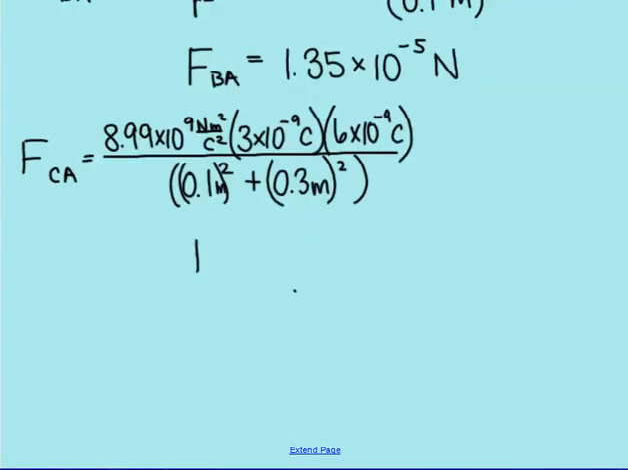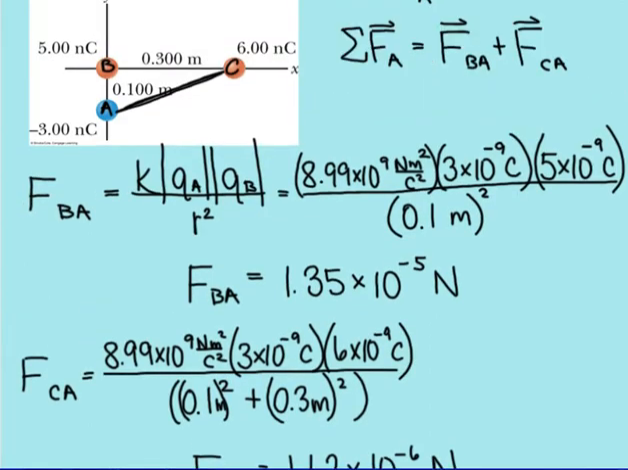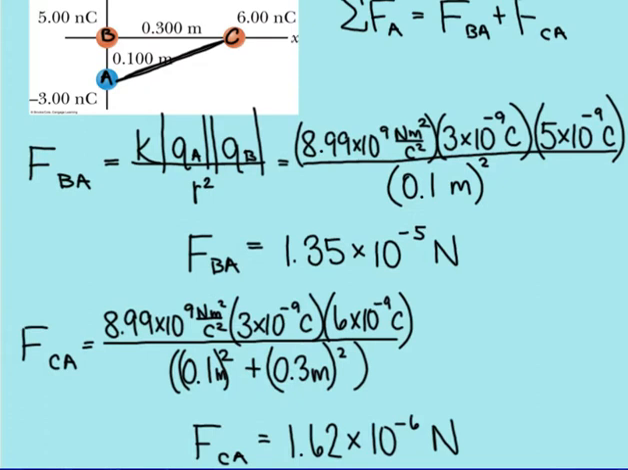Plugging all this into my calculator yields a value of 1.62 times 10 to the negative 6th newtons. Now we need to look at direction. In the last problem, it was easy. The direction was either to the left or to the right. So we were able to assign a positive or negative sign and then just add our values.